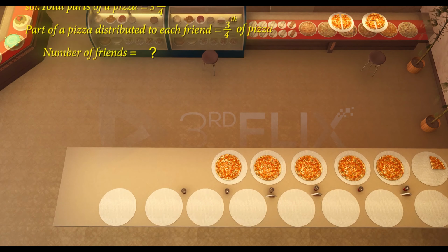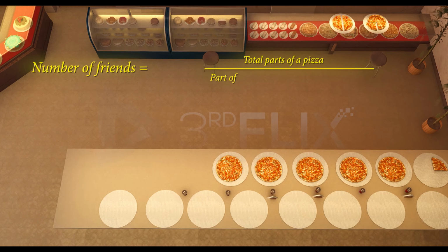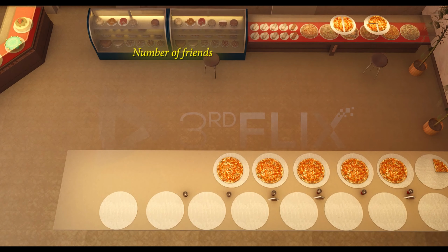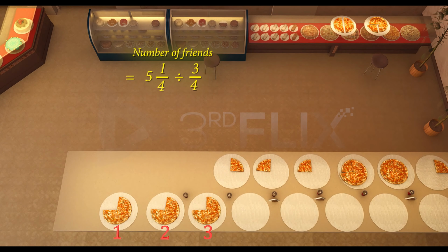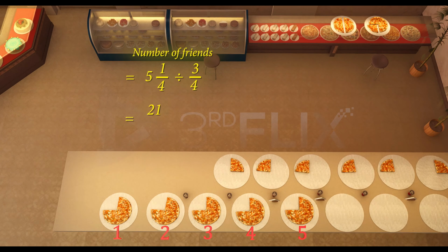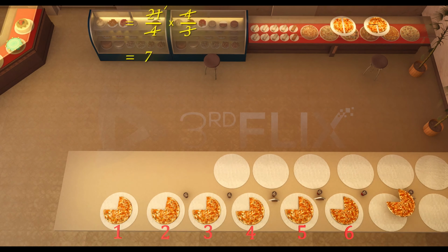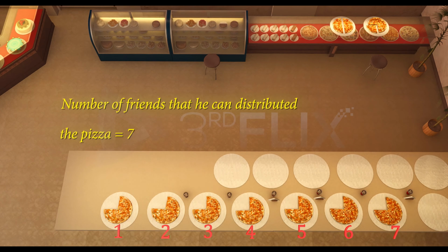For that, we need to divide the total parts of a pizza by part of a pizza distributed to each friend. The number of friends equals 5 1/4 divided by 3/4 equals 21/4 into 4/3. Cancel the common factors so that we get 7. Therefore, he can distribute 3/4 of a pizza to 7 friends.